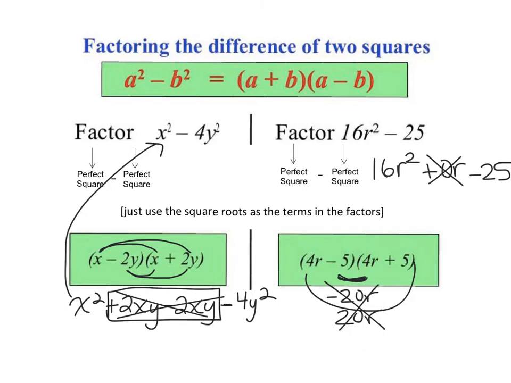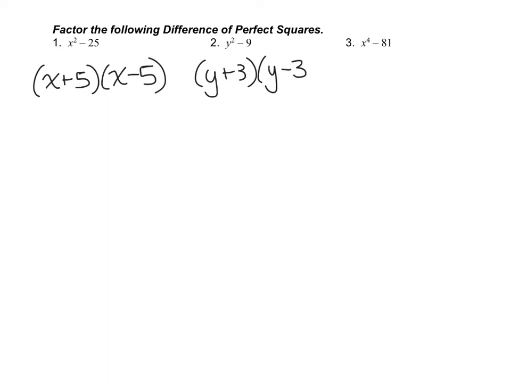So let's go ahead and try a few. A difference of squares is always going to be a perfect square minus a perfect square. It's really easy to factor these if you can recognize it. So x squared minus 25, all you have to do is break that into x plus 5 times x minus 5. Or you could write it as x minus 5 times x plus 5. Number 2, y squared minus 9, well, that's just going to be y plus 3 times y minus 3. If you don't believe me, go through and do FOIL.